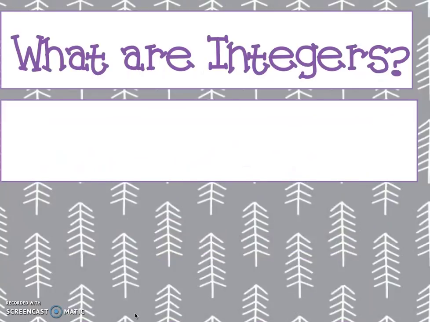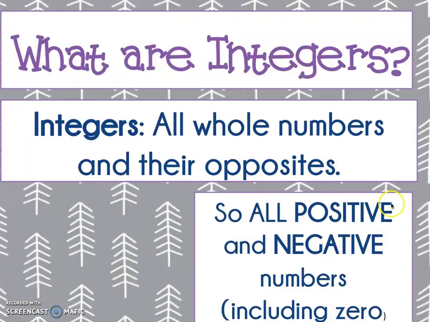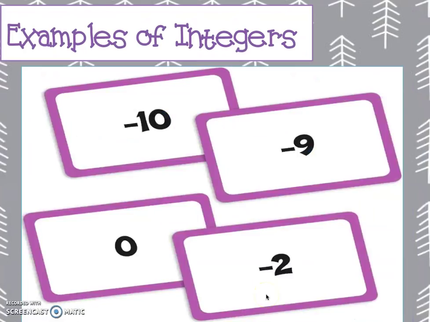This is where your notes start. It says define integers. Integers are all whole numbers and their opposites. So this includes positives, negatives, and 0. You need to fill that in on your notes paper. Integers are all whole numbers and their opposites. Next line, this includes all positives, all negatives, and 0. Some examples are like -10, -9, 0, -2. Any whole number that you can come up with, positive or negative, and 0.